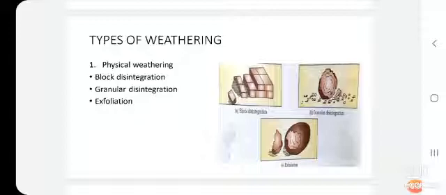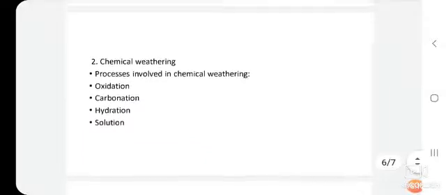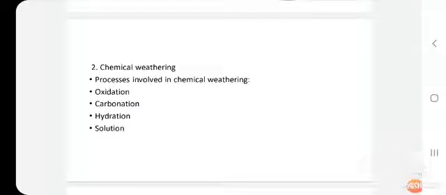So moving forward, let me explain to you about chemical weathering. What is chemical weathering? Okay, children. Chemical weathering is the decomposition of rocks due to chemical reaction. Decomposition of rocks due to chemical reaction that transforms the chemical constituent of rocks is known as chemical weathering.